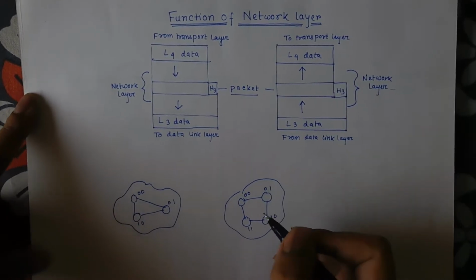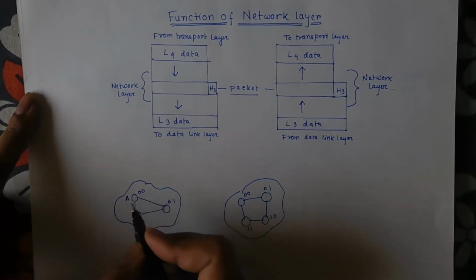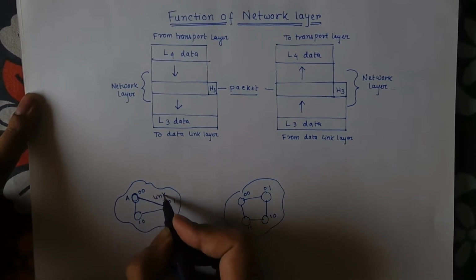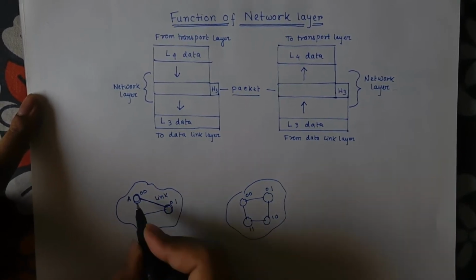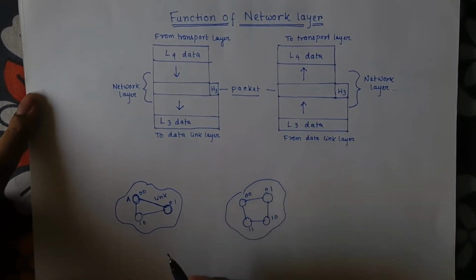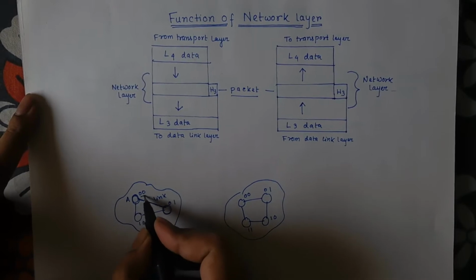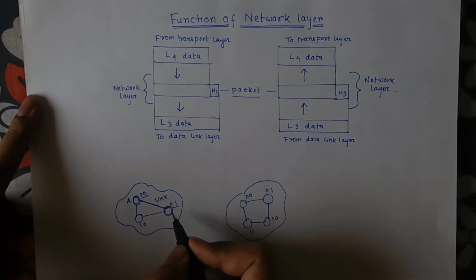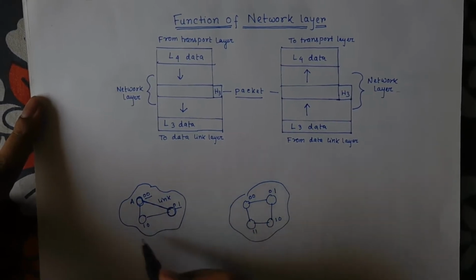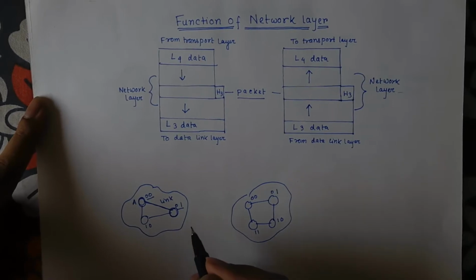Now if a node wants to send data to this link, that means both nodes are in the same network. So we need a physical address. This is called the physical address. If we want to send the data in the same network, we need the physical address maintained by the data link layer.